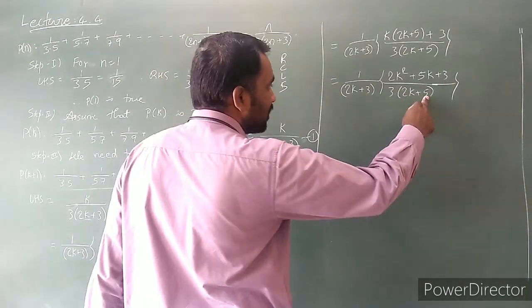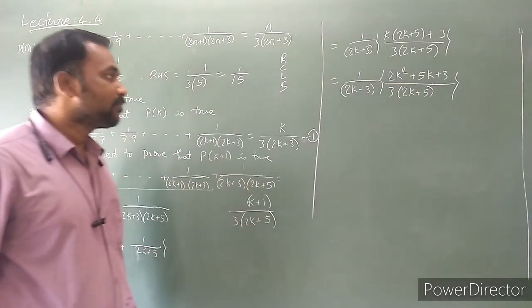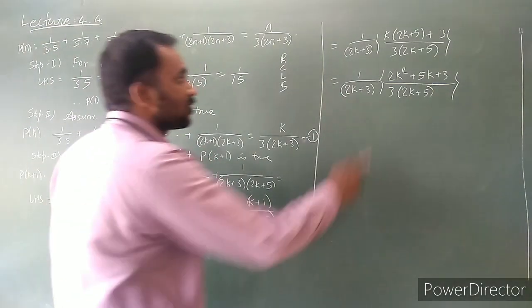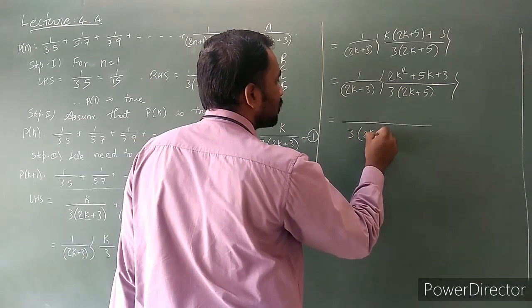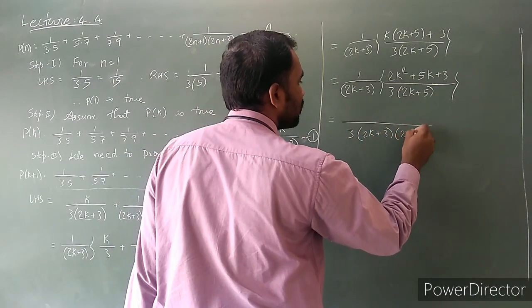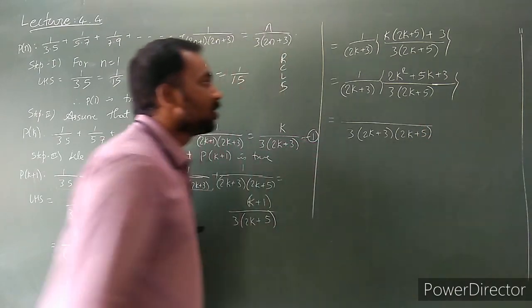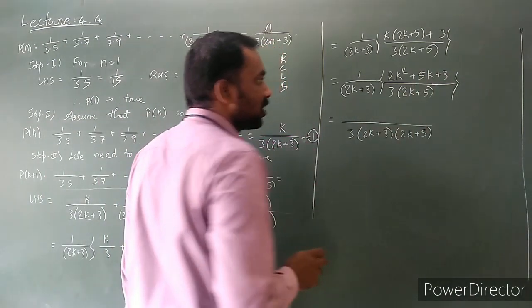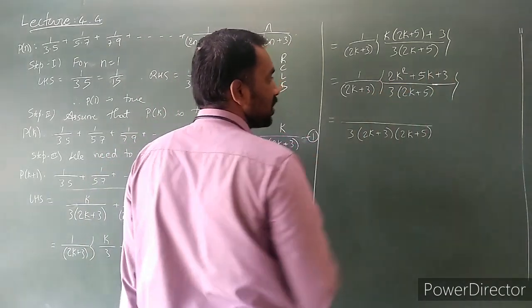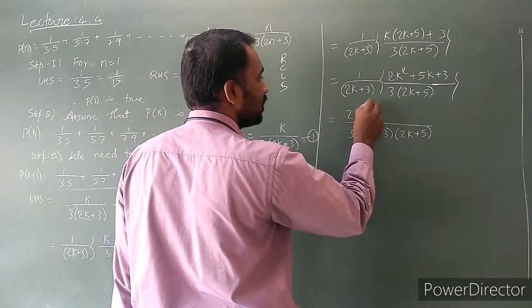3 into 2k plus 5 is already there. We have to eliminate the 2k plus 3. How to eliminate? Write the quadratic equation in factorized form, 3 into 2k plus 3 into 2k plus 5. Okay, 2k square plus 5k is there. Multiplying or dividing, we should get 6. Adding or subtracting, we should get 5.